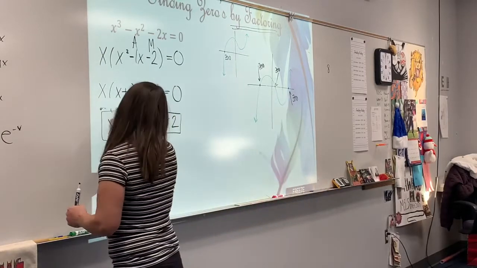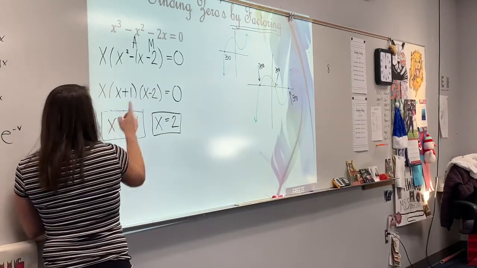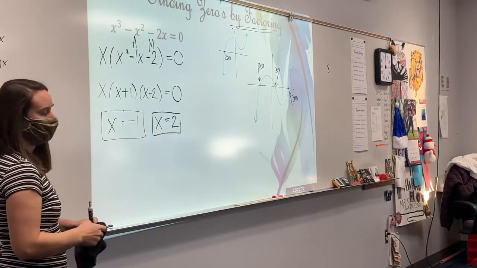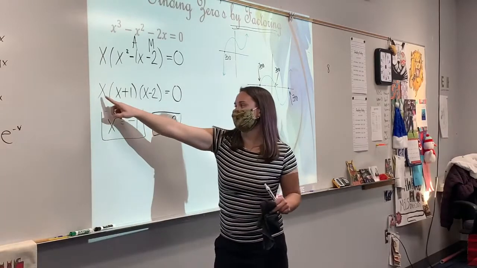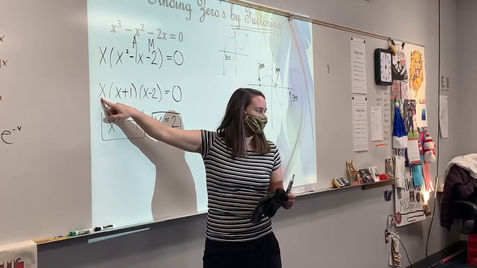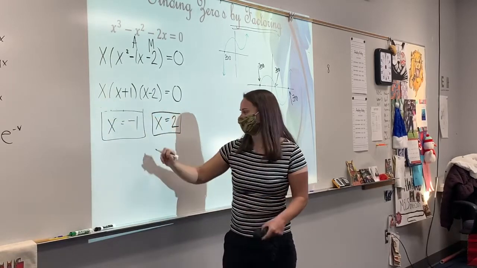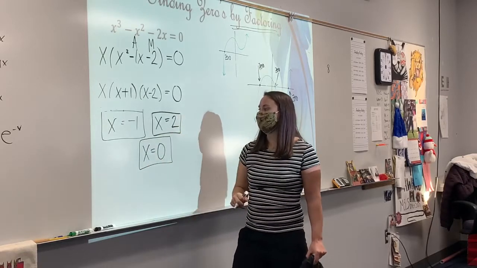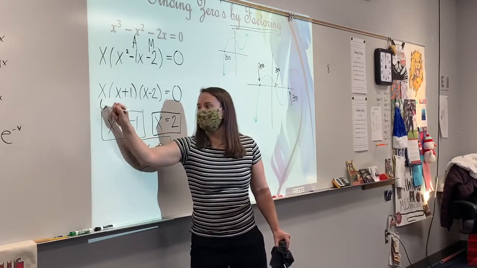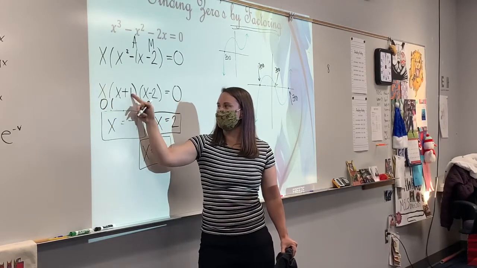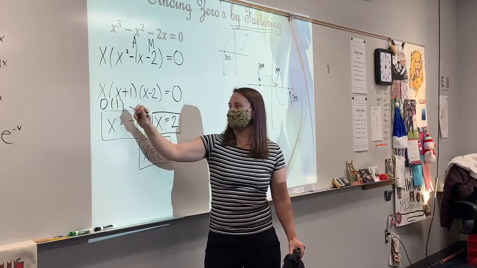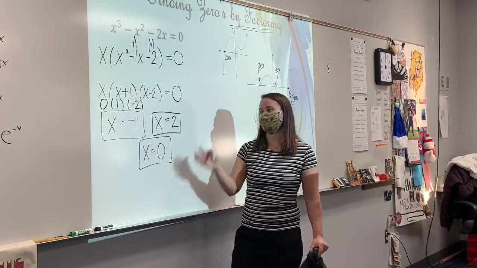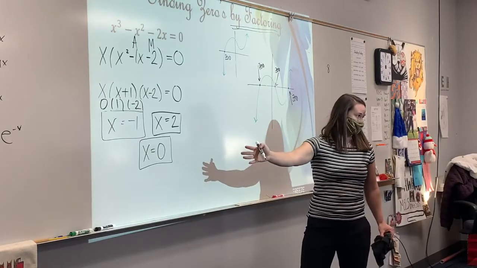We have gotten an answer from here and here. We've not gotten an answer from here. What would our x value be here to make this 0? Yeah, don't overthink it. X equals 0. Okay, so we have 0 for x is 0. 0 plus 1 is 1. 0 minus 2 is minus 2. Is 0 times 1 times minus 2 0? Sure. So those are our 3 answers.